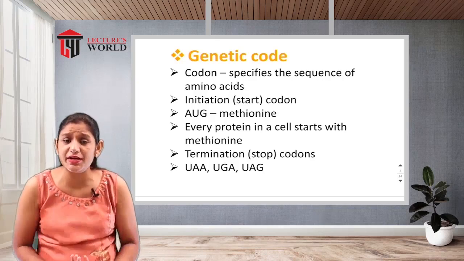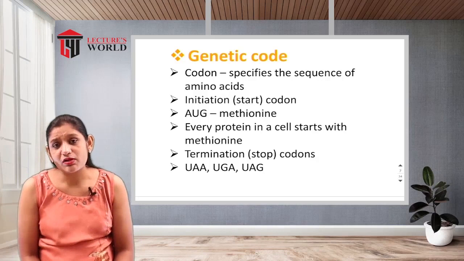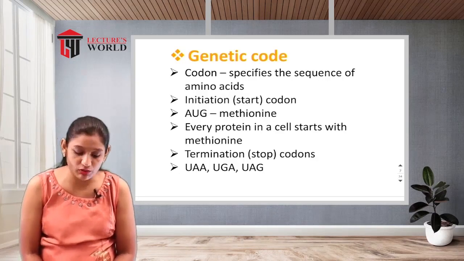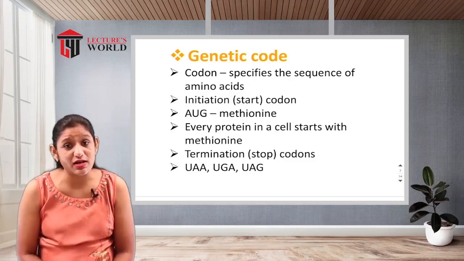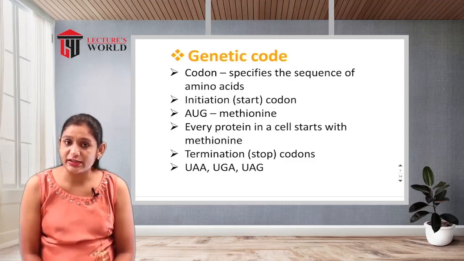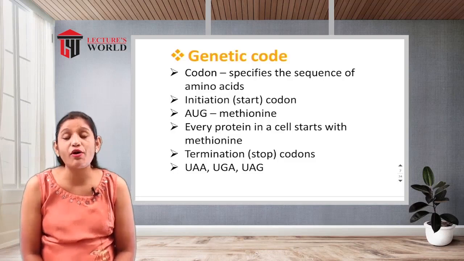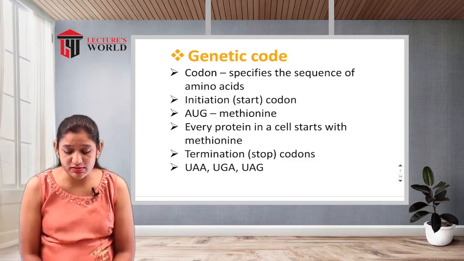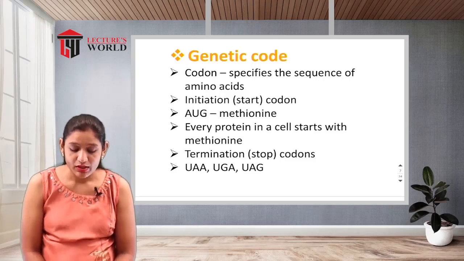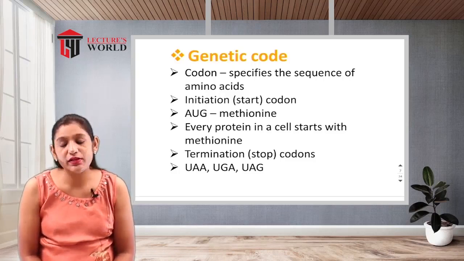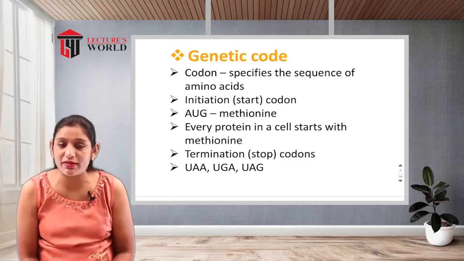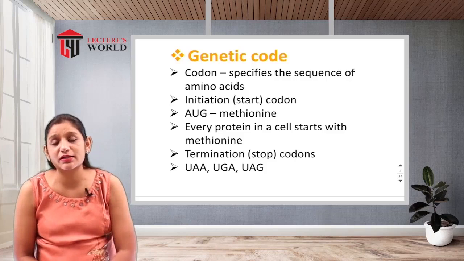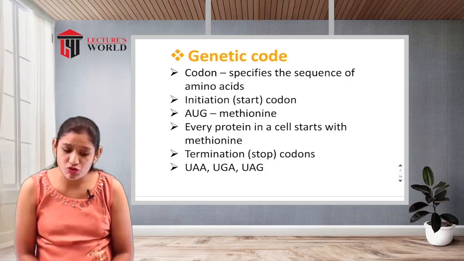Why is the genetic code needed? Because most things are determined by the genetic code. Initiation is by the start codon AUG, which codes for methionine. Every protein in a cell starts with methionine. And termination is by the stop codons, which terminate this process.